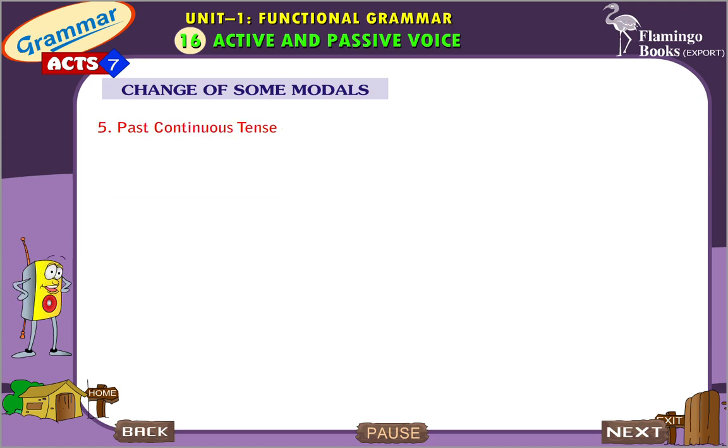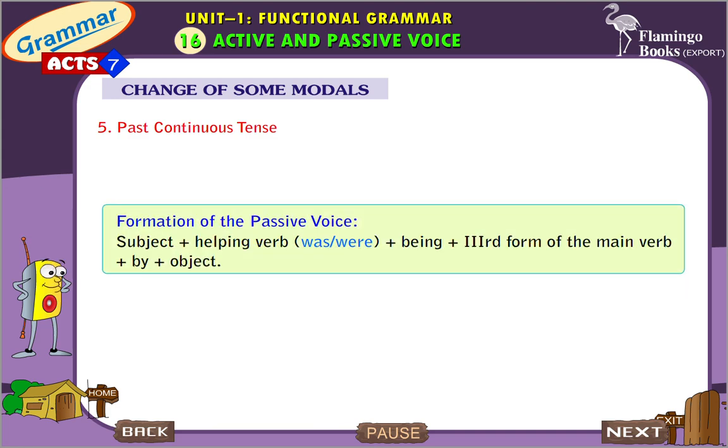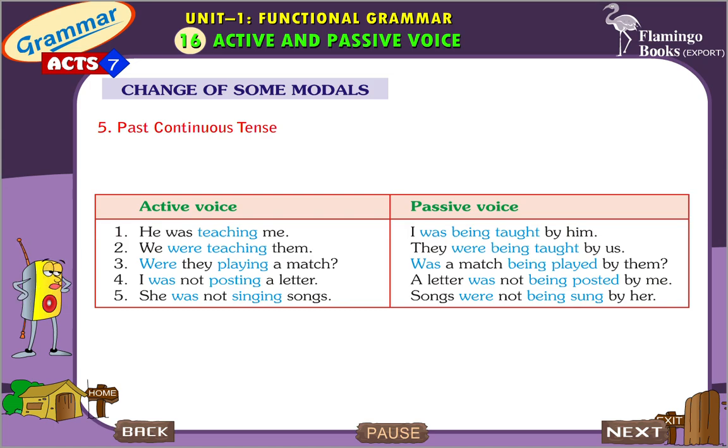Past continuous tense. Formation of the passive voice. Subject plus helping verb was or were plus being plus third form of the main verb plus by plus object. Active voice. Passive voice. He was teaching me. I was being taught by him. We were teaching them. They were being taught by us.